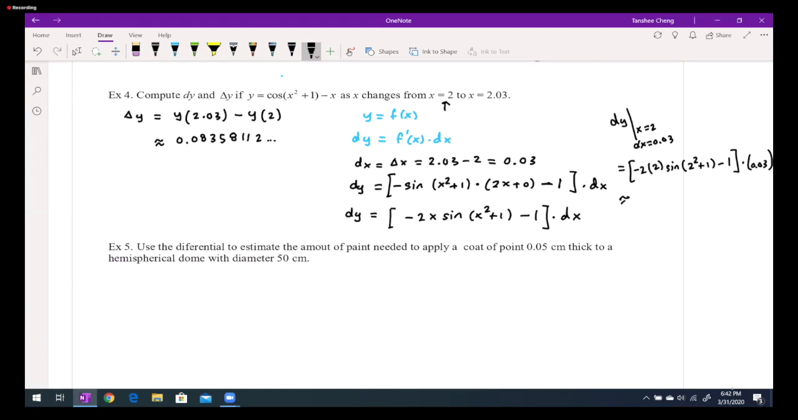And when I compute this, this will give me approximately 0.08507091 dot dot dot. So you can see that the change in y value of the original function and the approximations are accurate to 2 or 3 decimal points. Close to 2 decimal point accuracy for this one.